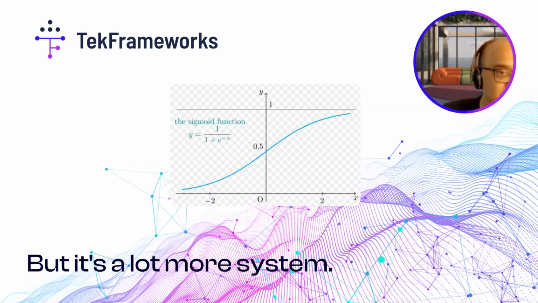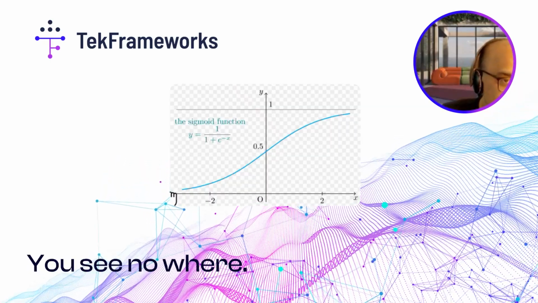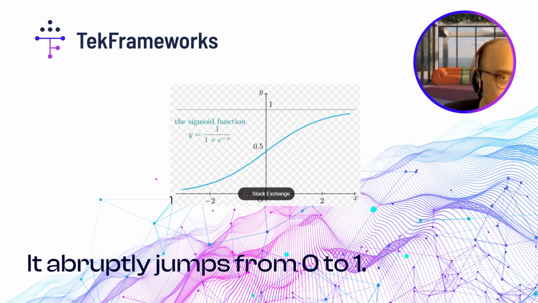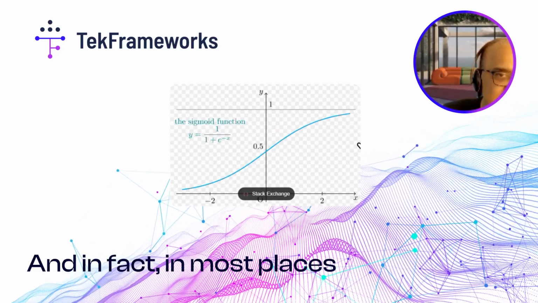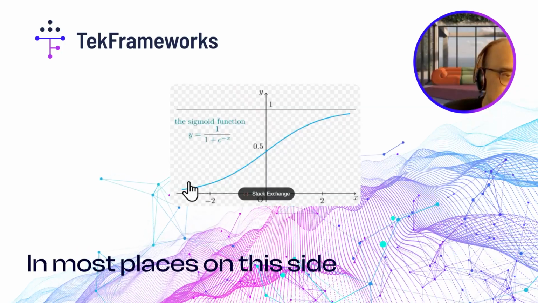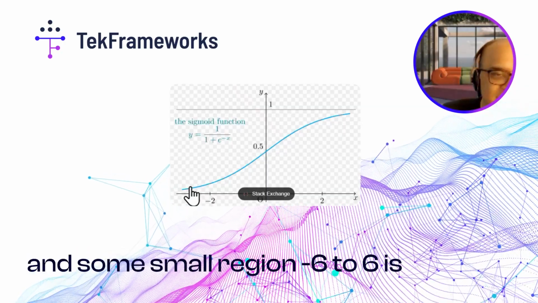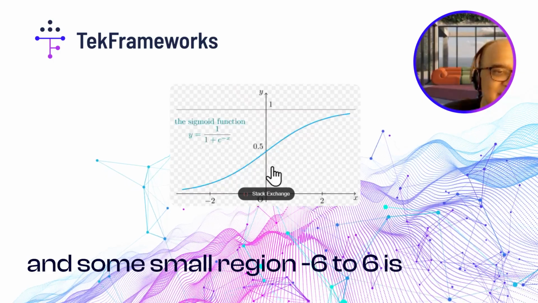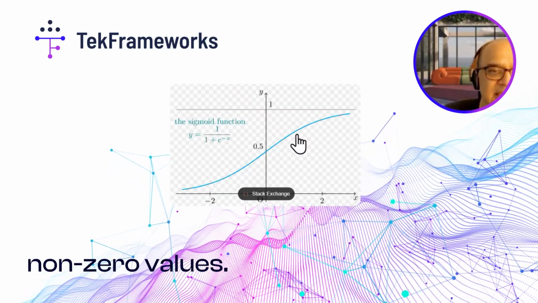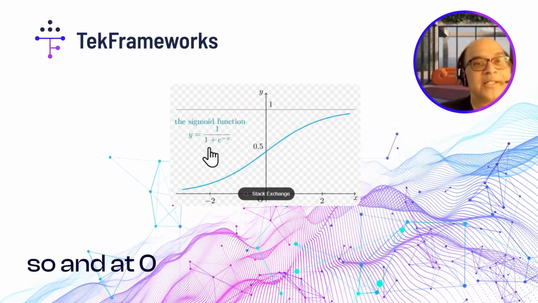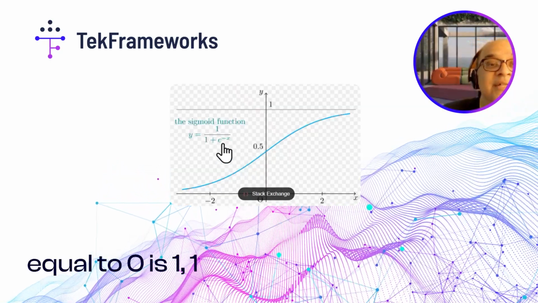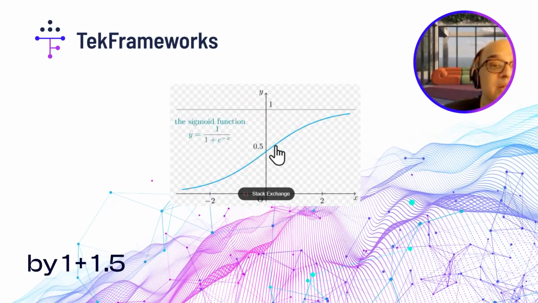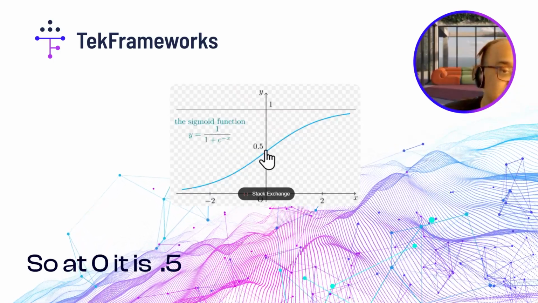But it's a lot more pleasant. It's smooth. You see, nowhere does it abruptly jump from 0 to 1. It goes slowly from 0 to 1. And in fact, in most places on this side it is 1, and in most places on that side it is 0. Only in some small region, -6 to 6, does it take significant non-zero values. And at x equal to 0, e power 0 is 1, 1 by 1 plus 1 is 0.5. So at 0, it's 0.5.